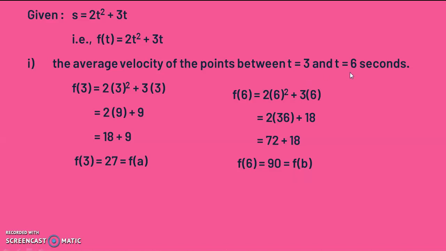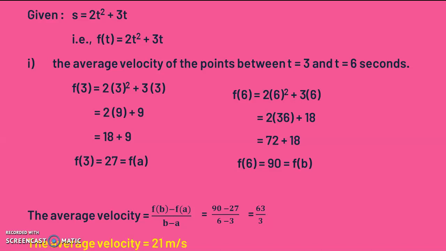So, let's substitute all these values in the formula for finding average velocity, that is average velocity is equal to f of b minus f of a divided by b minus a. So, your f of b is 90, f of a is 27. Therefore, 90 minus 27 divided by 6 minus 3, 63 divided by 3. So, this is equal to 21 meter per second.